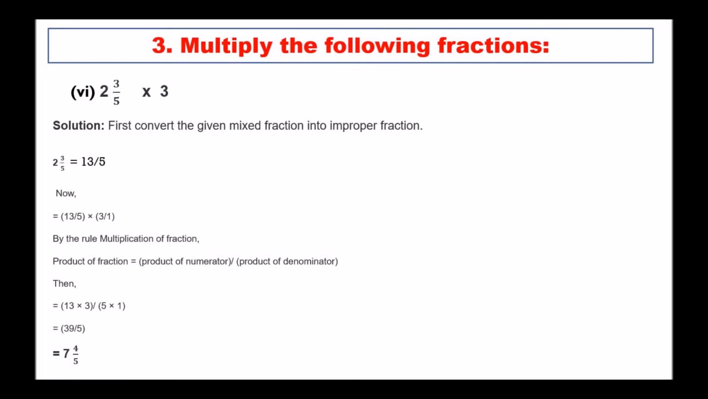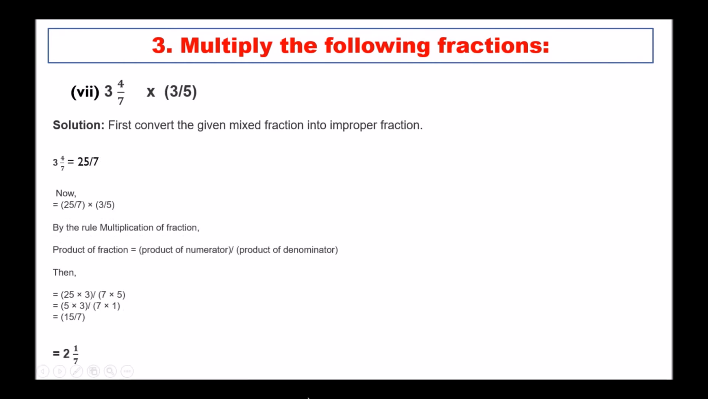Next, 2 and 3 by 5 into 3. We will convert this 2 and 3 by 5 into an improper fraction. So it will become 13 upon 5. Now we will multiply this 13 upon 5 into 3 by 1. So first we will multiply the numerators, that is 13 into 3 divided by 5 into 1. So 13 into 3 is 39 and 5 into 1 is 5. So 39 upon 5. Now we will convert this into a mixed fraction, that is 7 and 4 by 5.